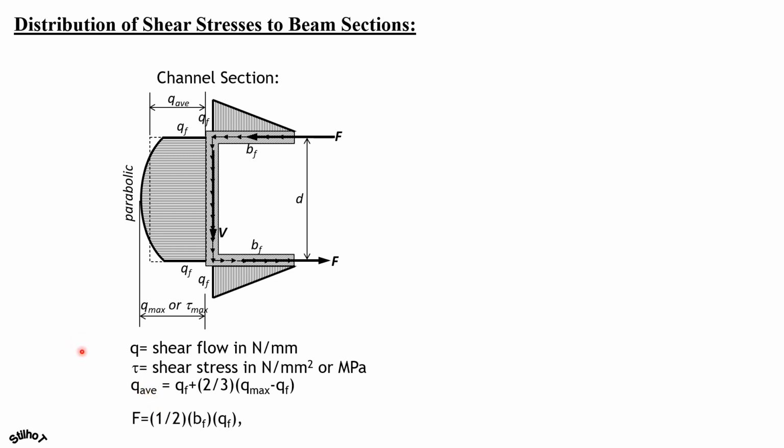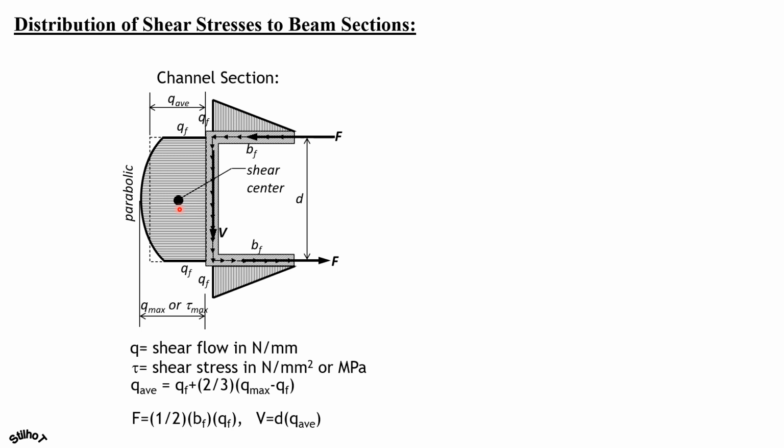That's the same. So F is equal to the area of this shear flow diagram, which is 1/2 of bF times qF. Then the shear force carried by the web is equal to q average times the area of the web, or depth times q average, because this is shear flow in newton per mm, so we multiply that by simply the length, which is the depth in that case. But if this is shear stress average, then we must multiply the average shear stress by the area of the web, which is d times the thickness of the web.